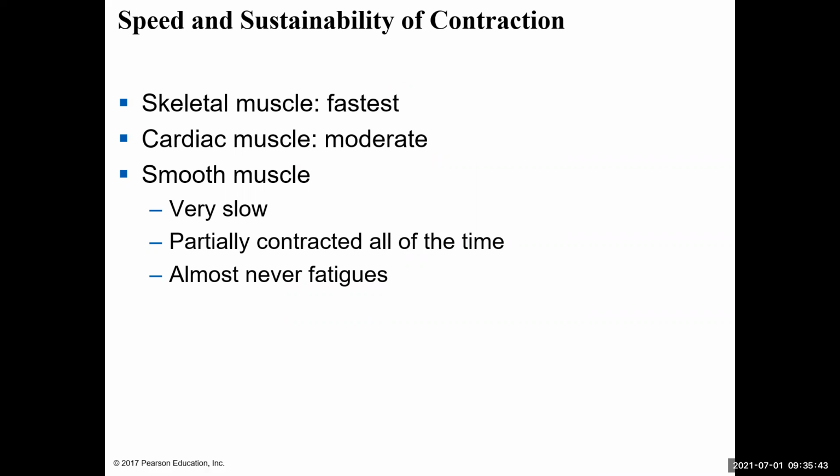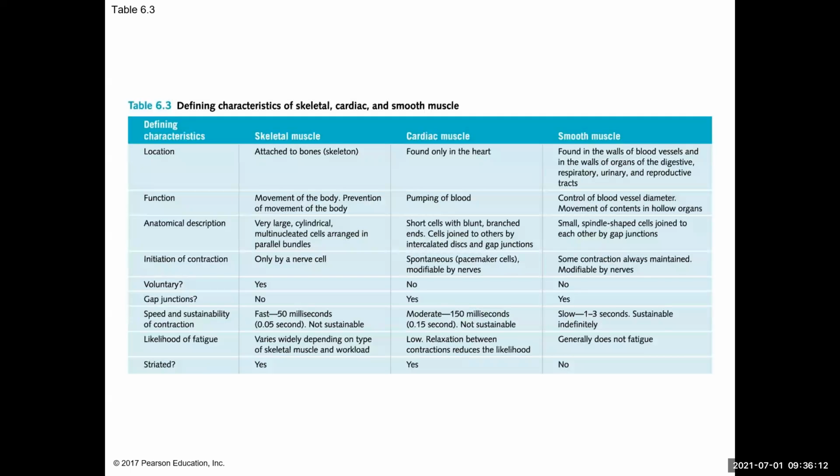Now, if we look at the speed of contraction and how constant those types of muscles can keep up that contraction in terms of fatigue, skeletal muscles are the fastest contraction. Smooth muscles are the slowest, with cardiac muscles in between. Skeletal muscles can fatigue. Smooth muscles pretty much never fatigue. Okay. Cardiac muscles can fatigue, but generally they are pretty active and don't really tire out.